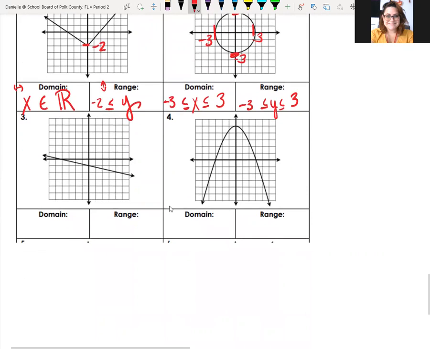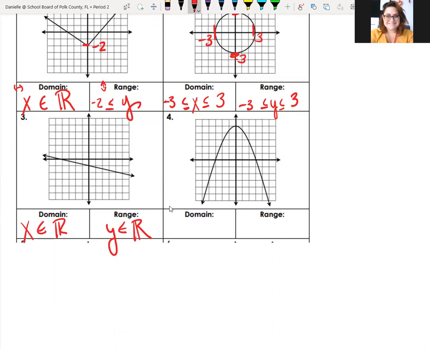Number 3, notice it is a never-ending straight line. This is a linear line, which means x and y can be any number we want. They are all real numbers because it never stops going up, it never stops going down, it never stops going left, and it never stops going right. So it can be any number under the sun.